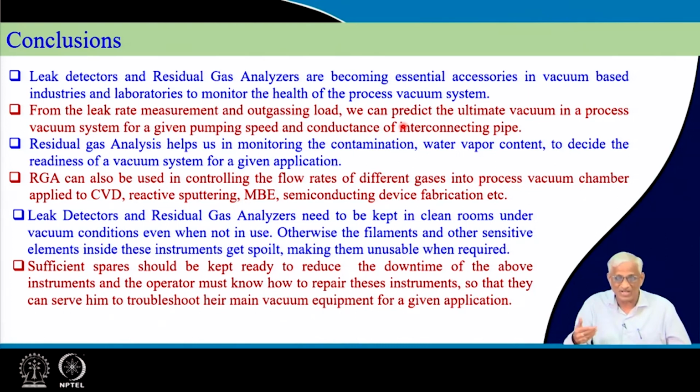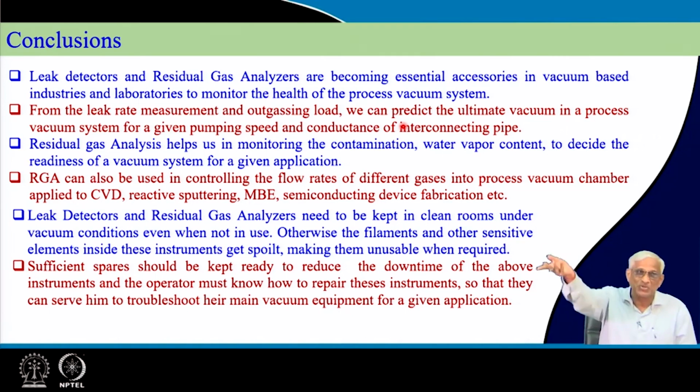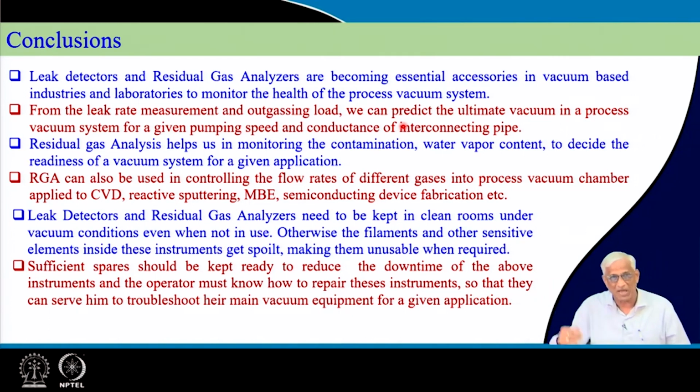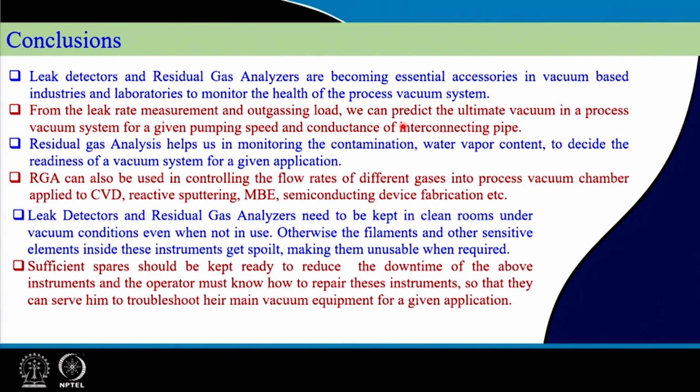Quality control can be done, and leak detector filaments have to be replaced now and then. So, the engineer should keep sufficient spares of these things, and he should know how to troubleshoot the leak detector, so that the leak detector will troubleshoot his vacuum systems, so that his boss is happy and he will get promotions. That way leak detector and RGA are the most essential equipment in sophisticated vacuum process industries. With this idea, with these instrumentation details, thank you very much.